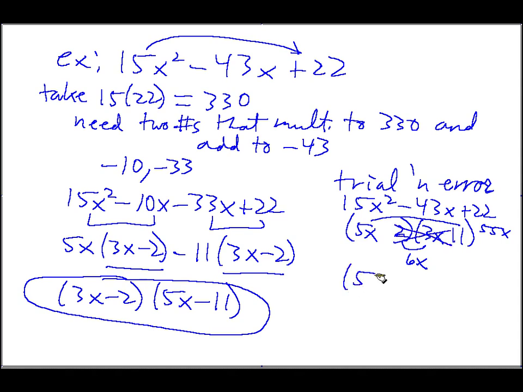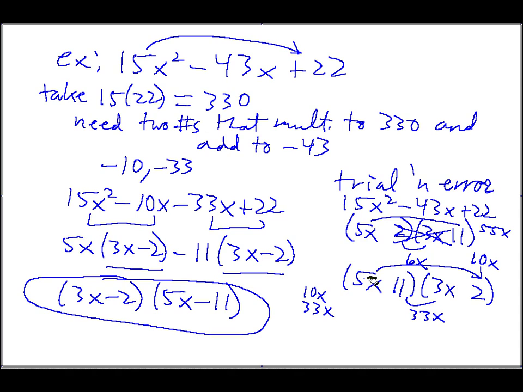All right, let me try a different combination. 5x and 3x once again for 15x squared. This time, let me switch the 2 and 11 around. Let me put 11 here and 2 here this time. So now the middle terms: 33x, and 5x times 2 is 10x. So I have 10x and 33x. Can I get 43 out of that? Yes, I can, if they're both negative. Negative 10x plus negative 33x is negative 43x. Check.